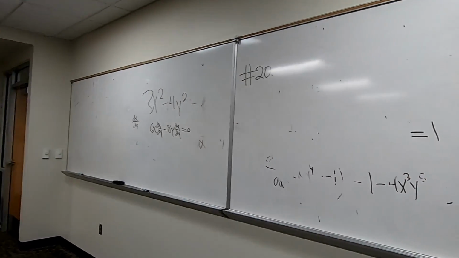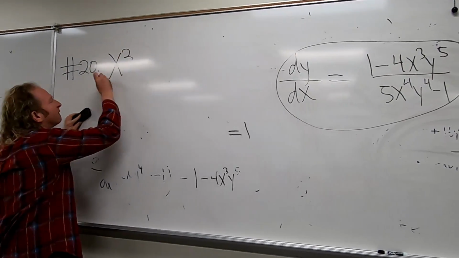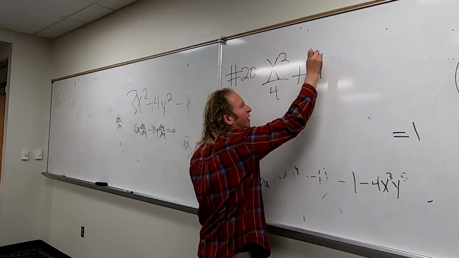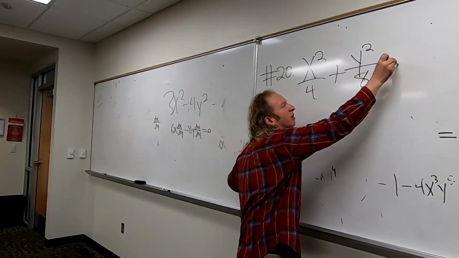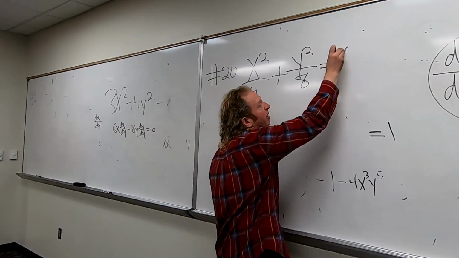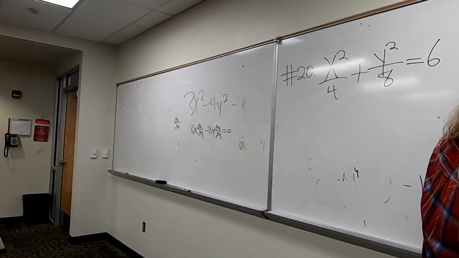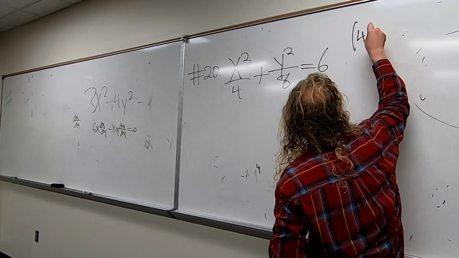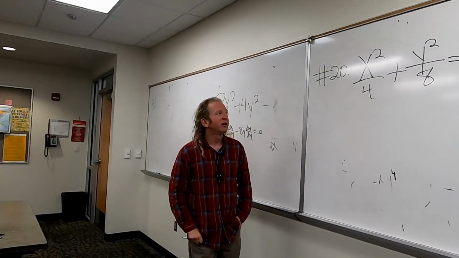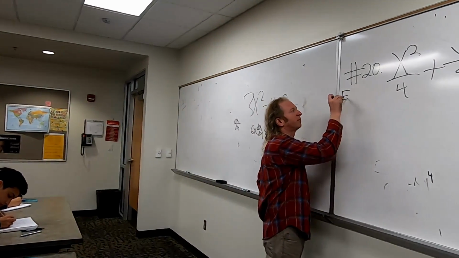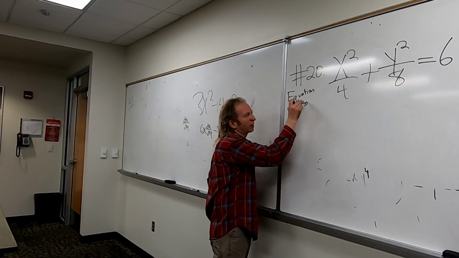So 20, they give us an equation, x squared over 4 plus y squared over, is it over 8? And what's it equal to, Josh? Equal to 6? Oh, okay, weird. Okay, equal to 6. And the point that they give is 4, 4. And they want the equation of the tangent line. This is the graph of an ellipse. So I want the equation of the tangent line to the graph of the ellipse.